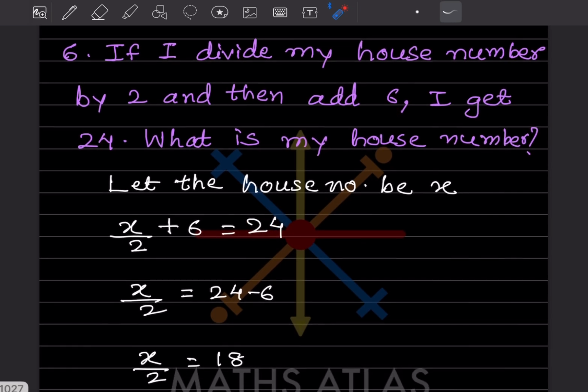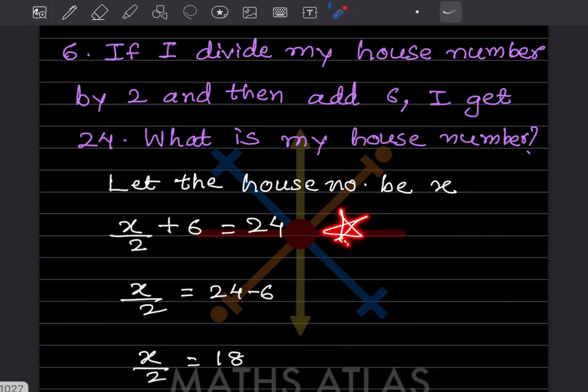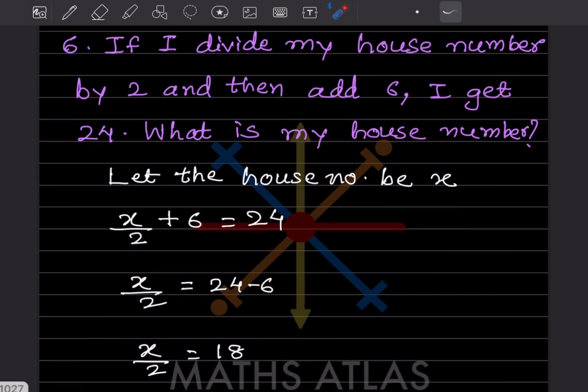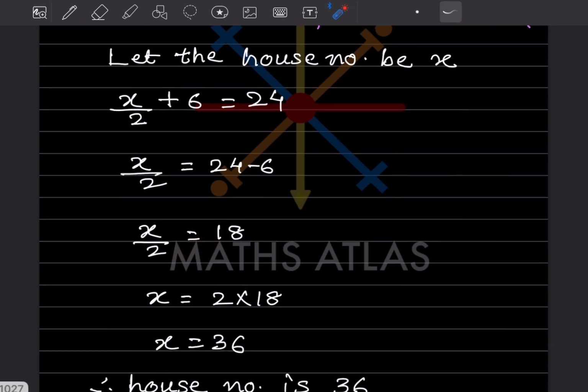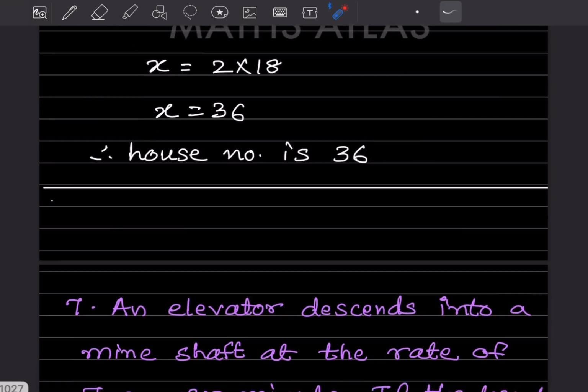So here this is the important equation that we have to form. So this will be x by 2 equals 24, and this plus 6 will go to the other side, that is going to be minus 6. So x by 2 is 18. So x will be, this goes here, that is going to be 2 into 18. So x will be 36. The house number is 36.